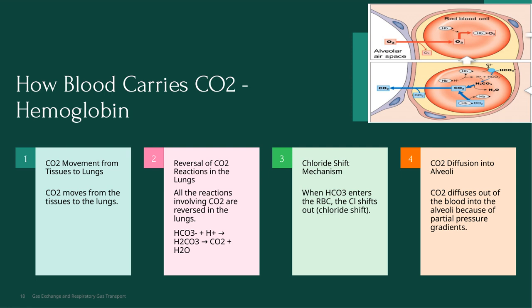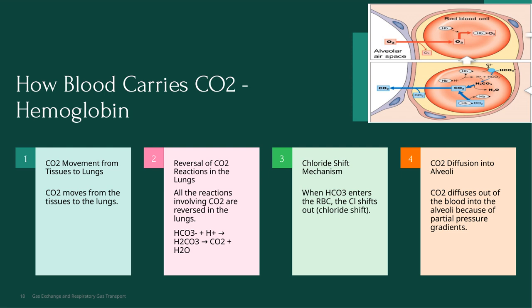This means that bicarbonate ions and hydrogen ions recombine to form carbonic acid, which then quickly breaks down into CO2 and water. This reversal is crucial because it allows CO2 to be released from the blood into the alveoli for exhalation. A key mechanism in this process is the chloride shift. When bicarbonate ions enter the red blood cell, chloride ions exit in exchange. This exchange helps maintain the electrical neutrality and assists in the transport of CO2.